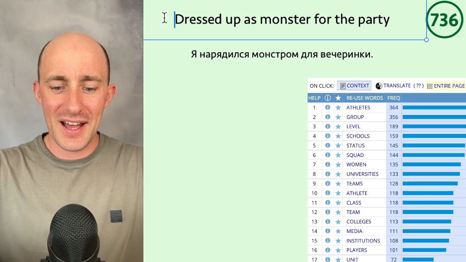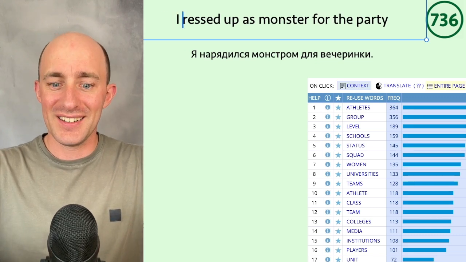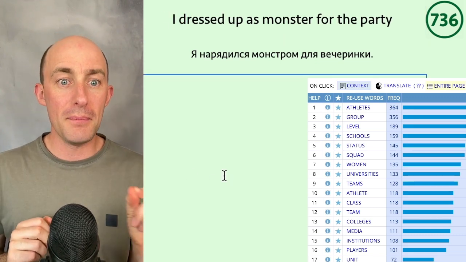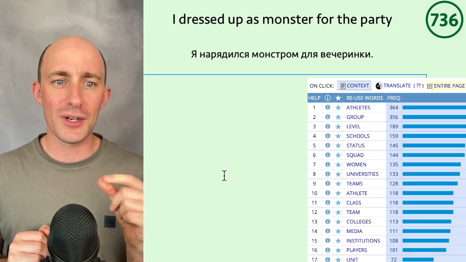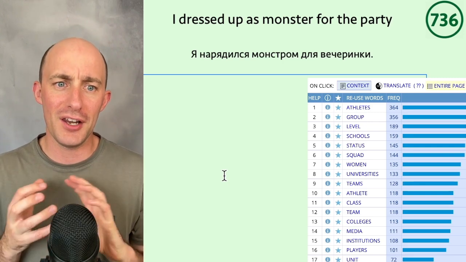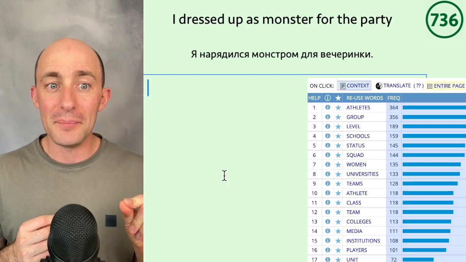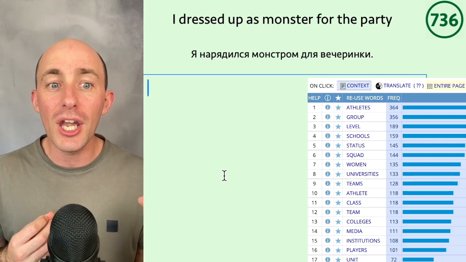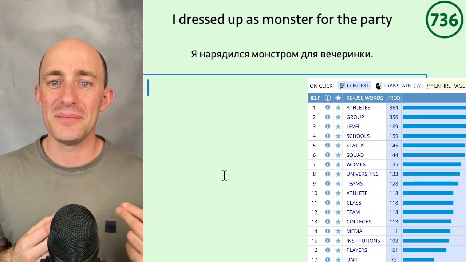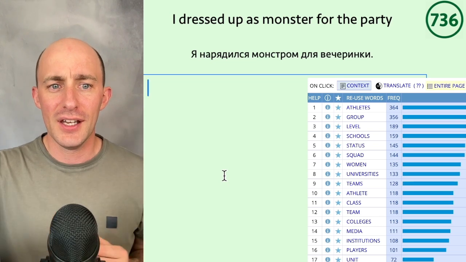Monster. When you say monster, try to make the m long and then the n really short because it comes before an unvoiced s. Monster. Not monster, but monster. A monster for the party.